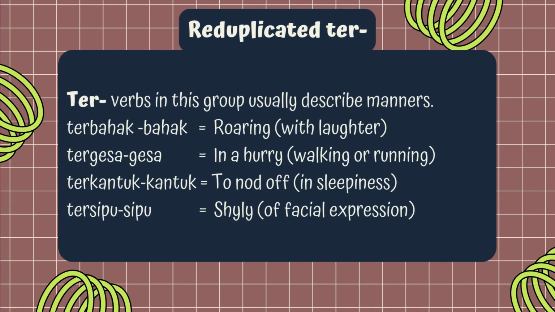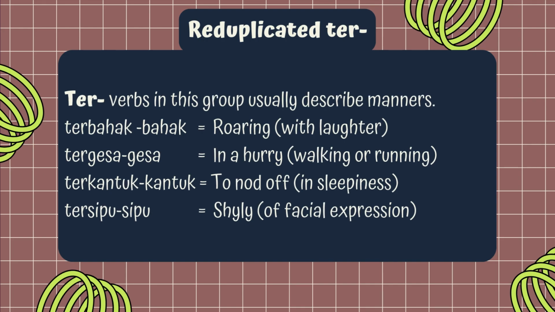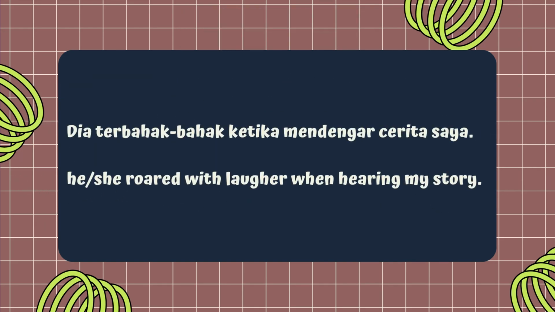Reduplicated ter. Verbs in this group usually describe manner. Terbahak-bahak. Roaring with laughter. Tergesa-gesa. In a hurry, walking or running. Terkantuk-kantuk. To nod off in sleepiness. Tersipu-sipu. Shyly, of facial expression. Dia terbahak-bahak ketika mendengar cerita saya. She roared with laughter when hearing my story.